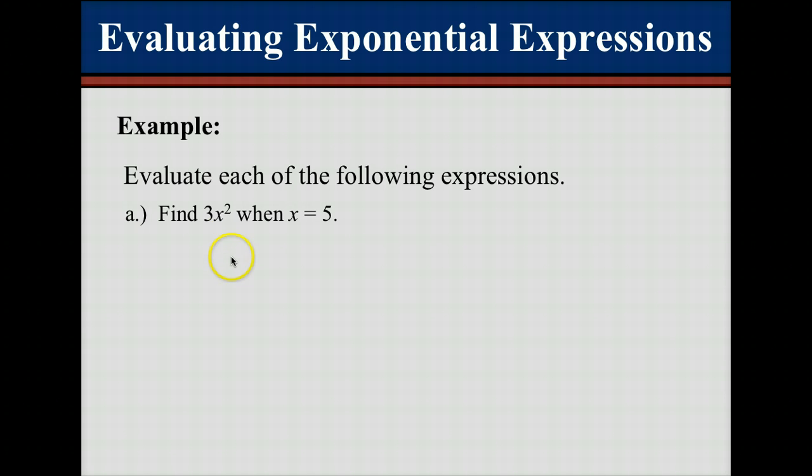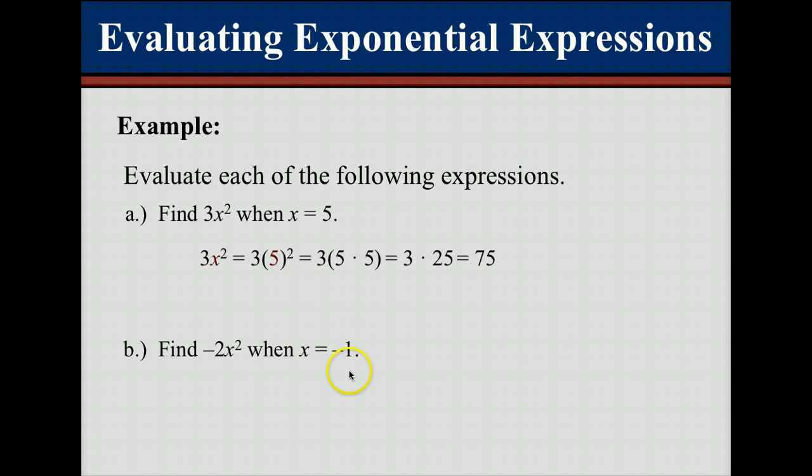Now we're going to evaluate these expressions. We're going to find 3x squared when x is equal to 5. So again, I keep my parentheses holding my place for my variable and insert the 5 instead. That will keep you from making as many mistakes, especially when we start working with negative numbers. So that's 3 times 5 times 5, 3 times 25, or 75.